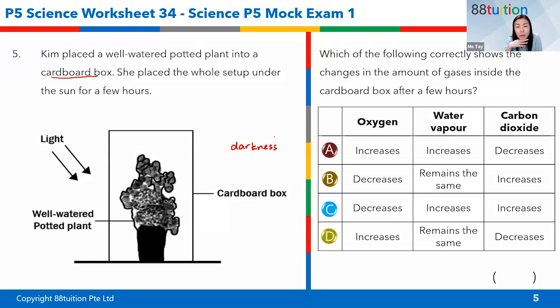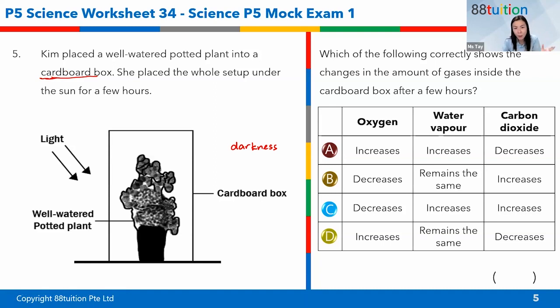I know in real life there's still a tiny little bit of light, right? Because of the corners here and there, where the cardboard is folded and joined. But in a science question, we take it to be darkness. If you're careless, it's because you didn't see this word. The moment I underline this, you know what I'm talking about, right? So it will be darkness inside.